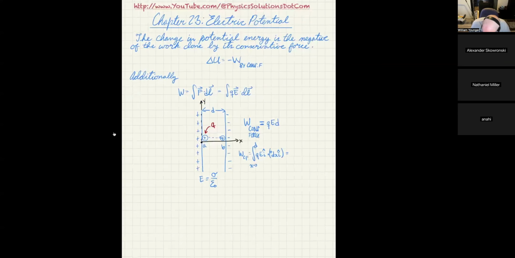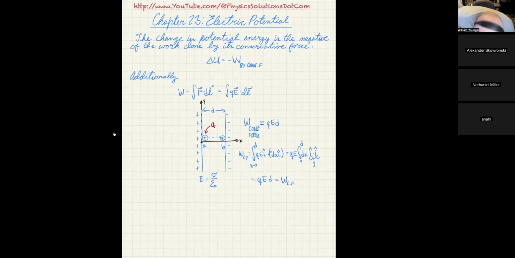So making that change, which included putting the QE outside of the integral and the dx in front of the dot product, gives us the integral from 0 to d of dx I hat dot I hat. And of course, the magnitude of I hat is 1, the magnitude of the other I hat is 1, the angle between them is 0, and the cosine of 0 is 1. So I hat dot I hat is equal to 1. And we're finally left with Q times E times D as the actual work done. So that's the work done by the conservative force.